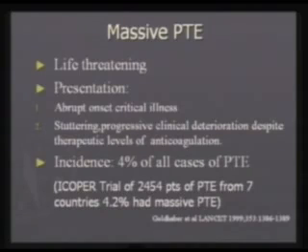Now, since massive pulmonary thromboembolism is important, I thought we'll cover it in more detail. It's usually life-threatening. It presents with abrupt onset critical illness, and there is progressive clinical deterioration despite therapeutic levels of anticoagulation. Massive pulmonary thromboembolism occurs in about 4% of all cases of pulmonary thromboembolism. In the international cooperative study, in which there were 2,500 patients, about 4.2% had massive thromboembolism.